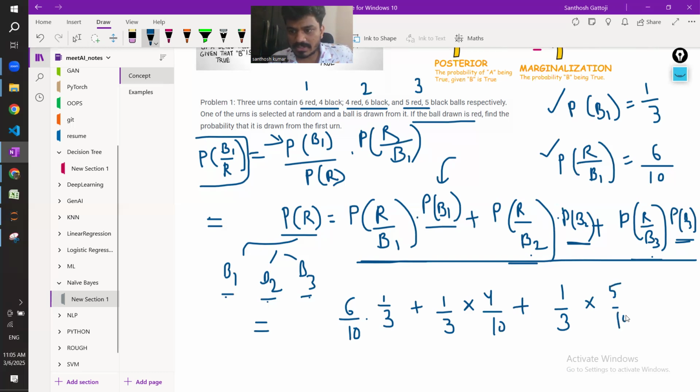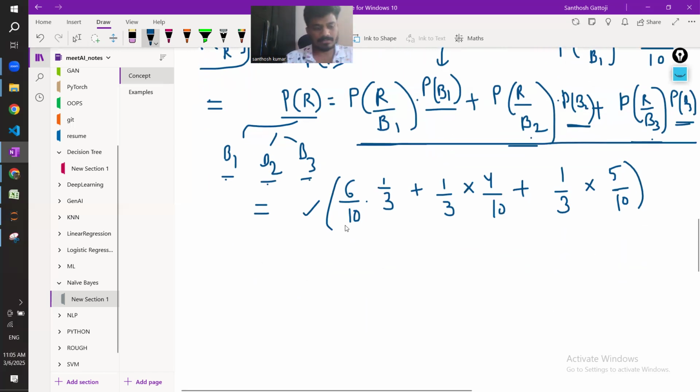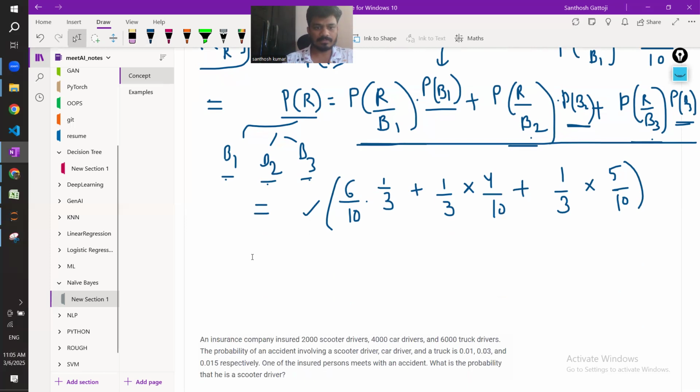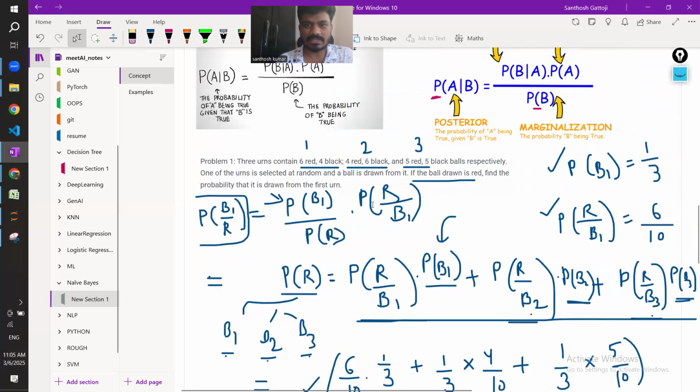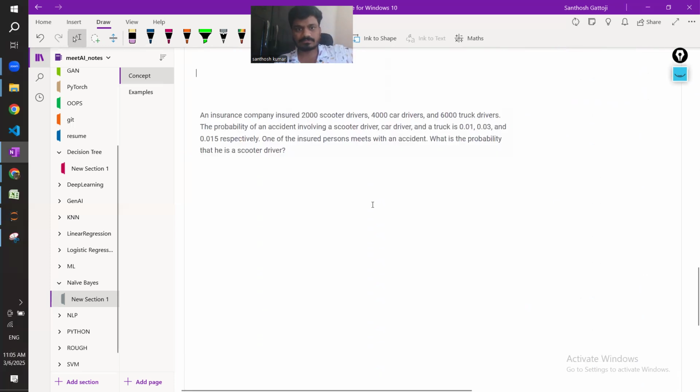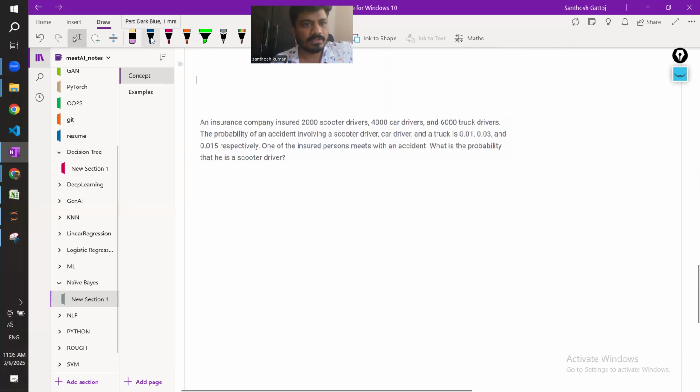Now what is this? This is P of R. When you calculate this, it is P of R. And you also have P of B1 and P of this one. When you put everything, you will get probability of B1 by R. Clear? I hope it's clear. So now let's see one more example. If this is slightly confusing, let's see one more example over here, so it will be more clear.